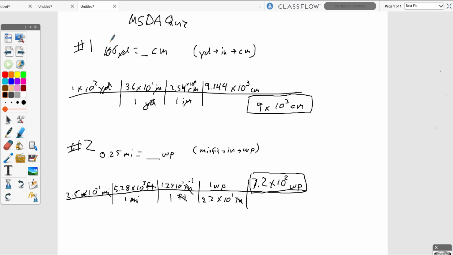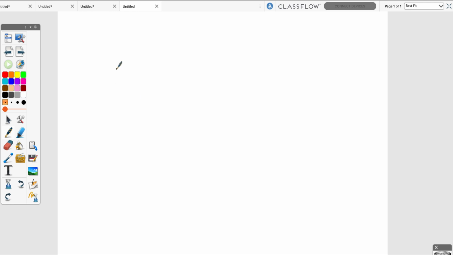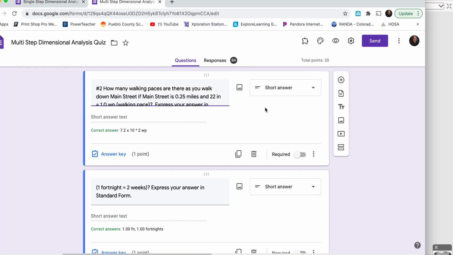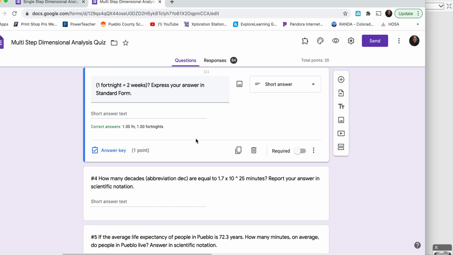Okay. All right, you guys, let's do 3 more on here. And once again, this is a multi-step dimensional analysis quiz. All right, and we're starting with number 3 on this one. Okay. So going to look at number 3. All right, number 3, we're going to talk about fortnights here, okay? So, number 3, how many fortnights is 336 hours? So we're going to set up our problem.